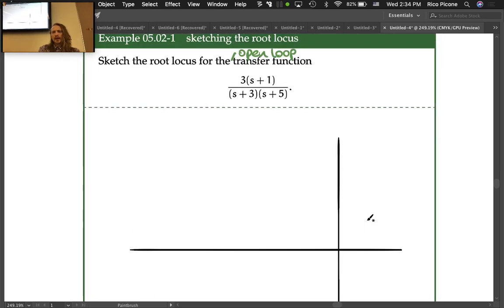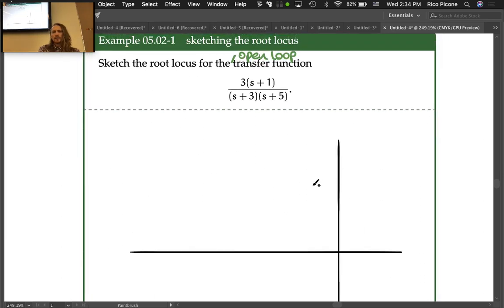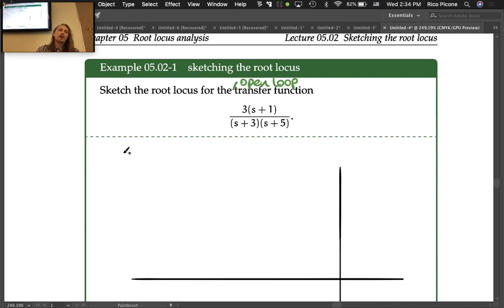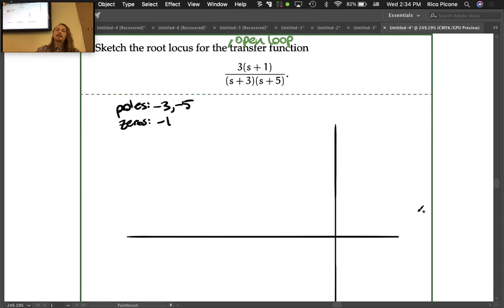And we've got, let's figure out what our poles are. What poles do we have? -3, -5. -3 and -5, those are our poles. And our zeros? -1. So they're all real, so they're all going to be on the real axis, right? This is our real axis, imaginary axis.